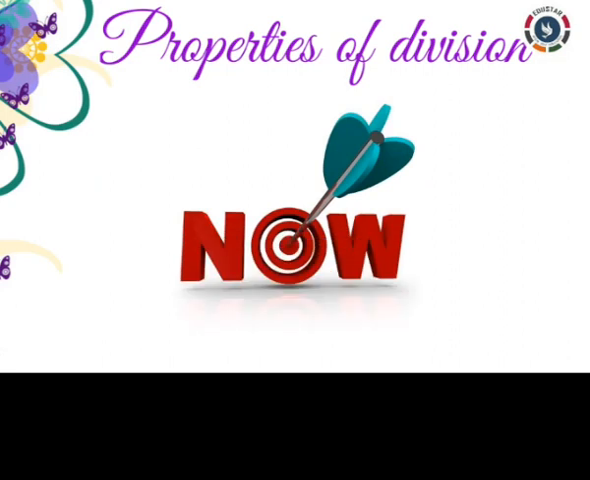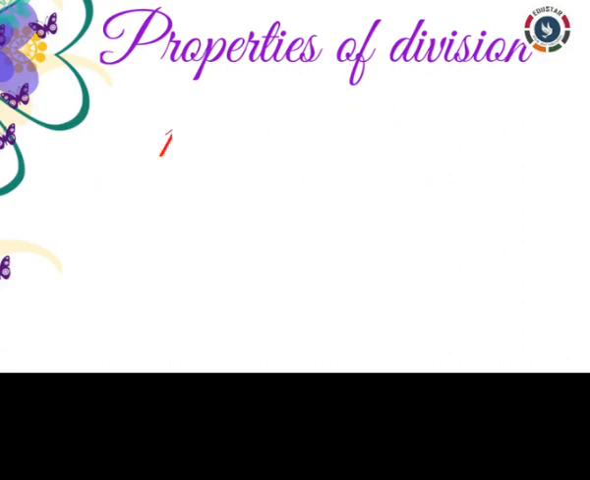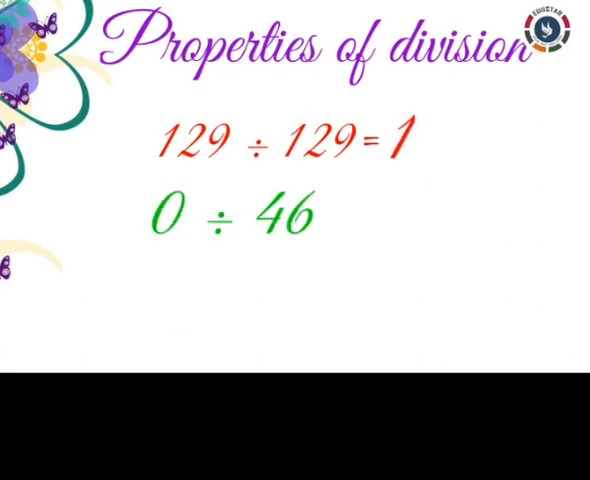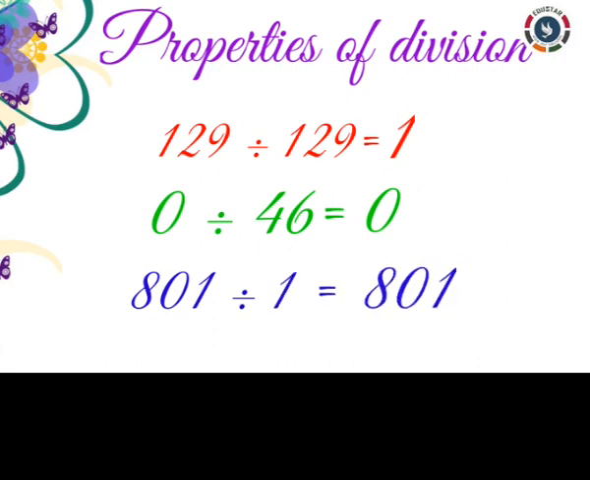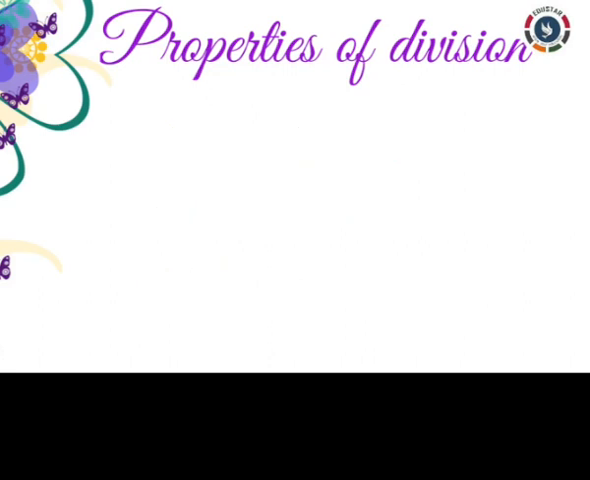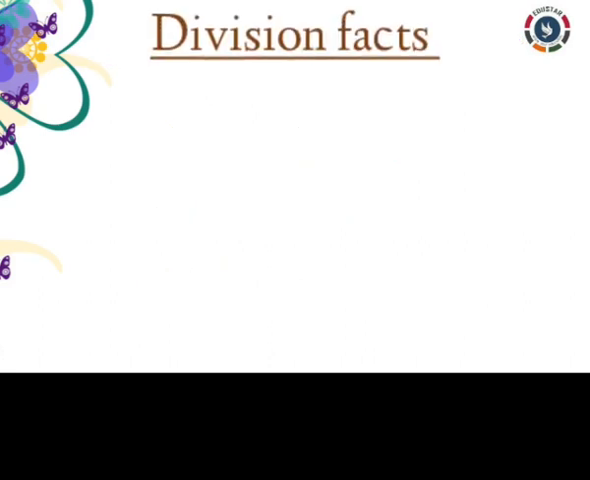Now it's your turn. Find out. 129 divided by 129 is equal to? Yes, 1. 0 divided by 46 is equal to? Correct, 0. 801 divided by 1 is equal to? Of course, 801.